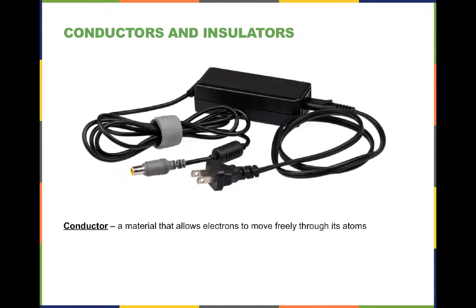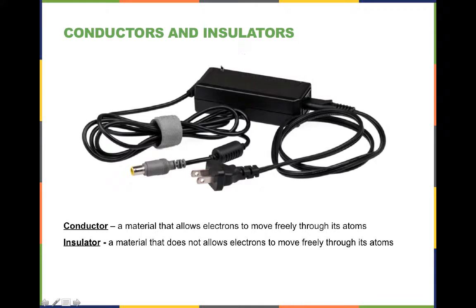Now when you talk about insulators and conductors, a conductor is any material that will allow electrons to move freely through its atoms. An insulator is a material that does not allow this to occur. You may or may not remember that when we discussed chemistry and bonding, conductors are generally things like metals because of the free electron theory.